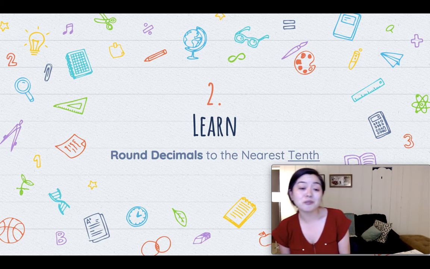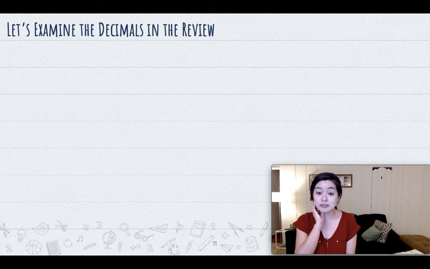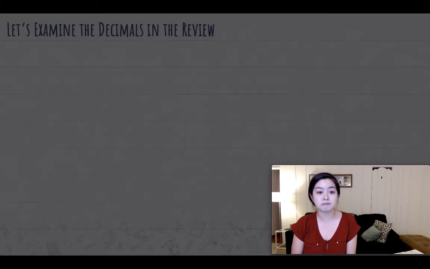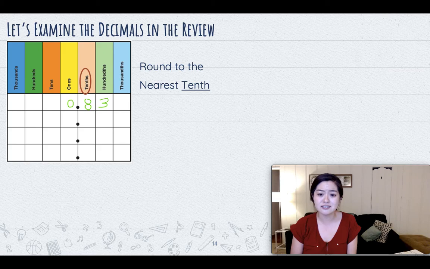Now what we're going to do is round decimals to the nearest tenth. Not a whole number, but to the tenth. Let's examine the decimals from the review again. Look at this first number, 0.83, or we can read it as 83 hundredths. We're going to round 83 hundredths to the nearest tenth. Let's look at the tenths column there. What two numbers is it in between?